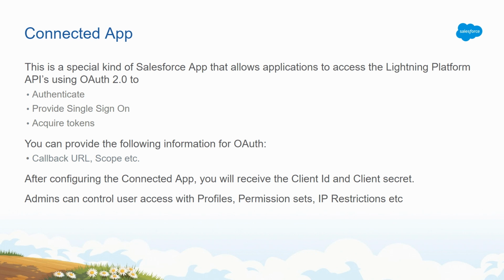Once you configure the connected app, you'll receive two pieces of information: the client ID and the client secret. We'll talk about this in the next slide, but once you get these two pieces of information, this is important to continue working on OAuth for your application. The other key important thing about the connected app is that administrators can control which users get access to the connected apps using familiar Salesforce constructs such as profiles and permission sets, and you can also use IP restrictions to limit access. These are the key important points about a connected app in Salesforce.